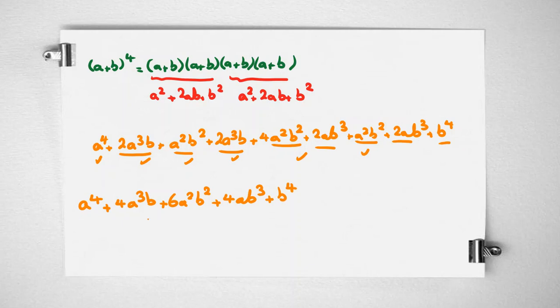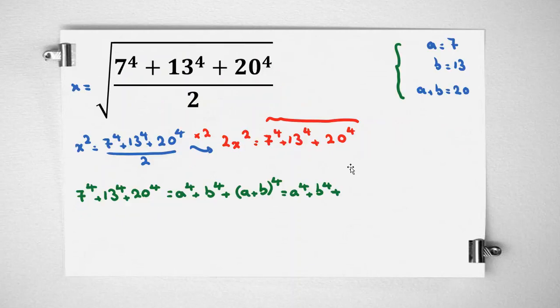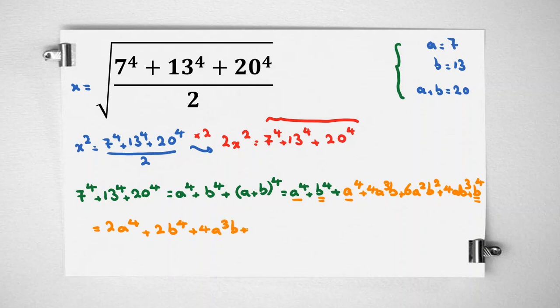If you know the binomial theorem, we can calculate it easily. So let's write it here. It will be A to the 4 plus 4A cubed B plus 6A squared B squared plus 4AB cubed plus B to the 4. Now let's simplify. We have A to the 4 here, A to the 4 again here, 2A to the 4. Then we have B to the 4, B to the 4, plus 2B to the 4, plus 4A cubed B plus 6A squared B squared plus 4AB cubed.